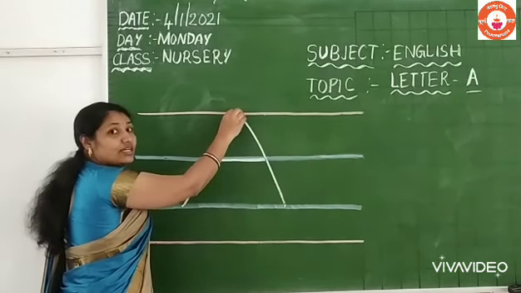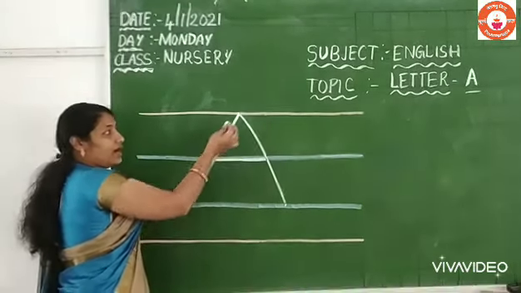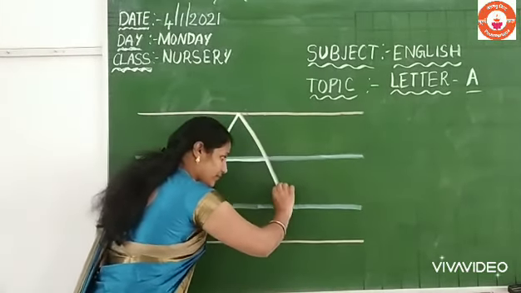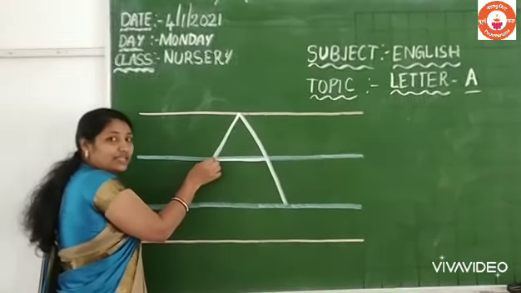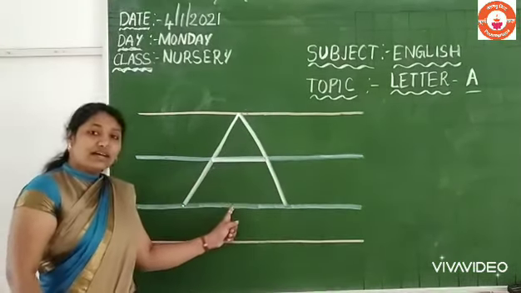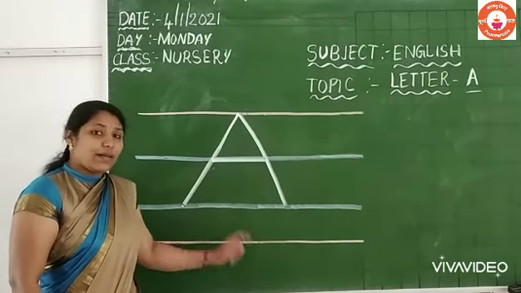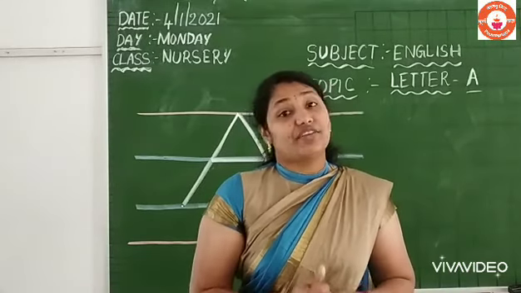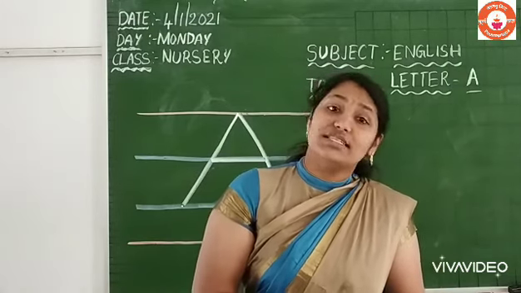From the dot, right slanting line. Letter A. A sounds A. Now children, practice letter A on the fine sand, or you can use rubber, and you have to practice on the slate.